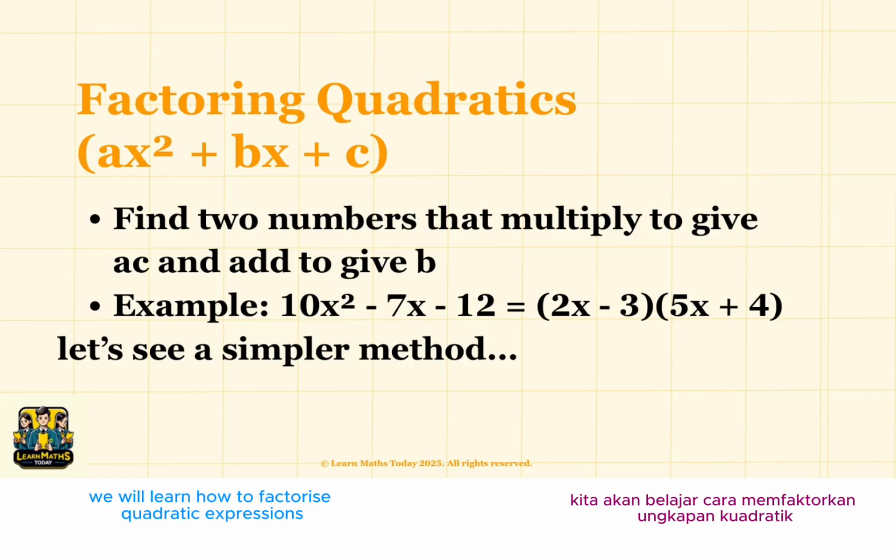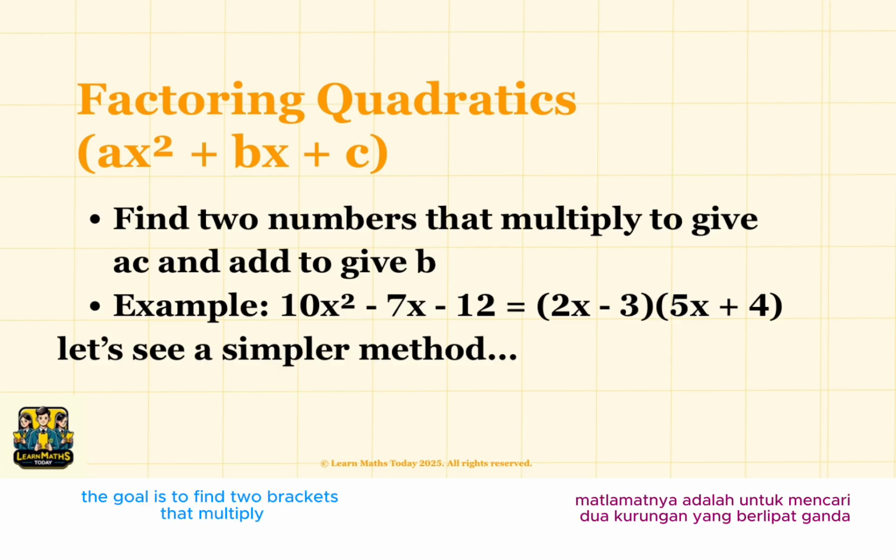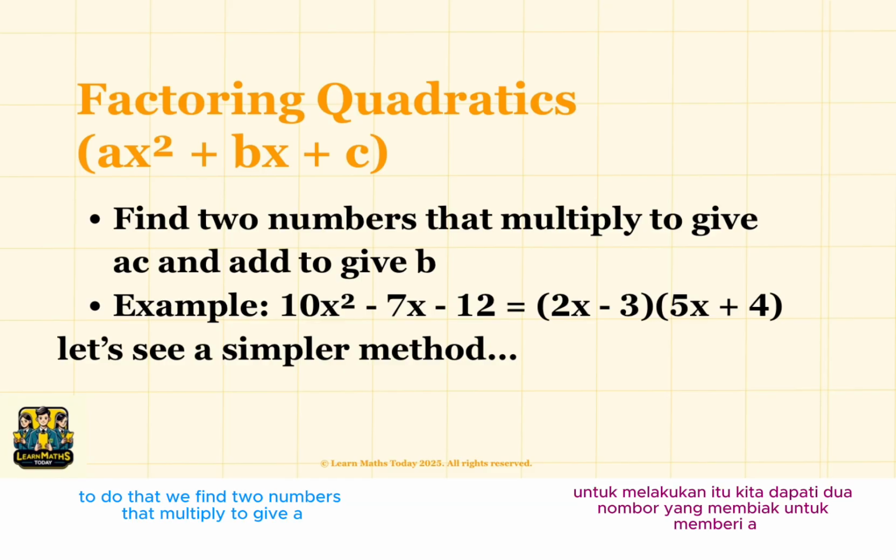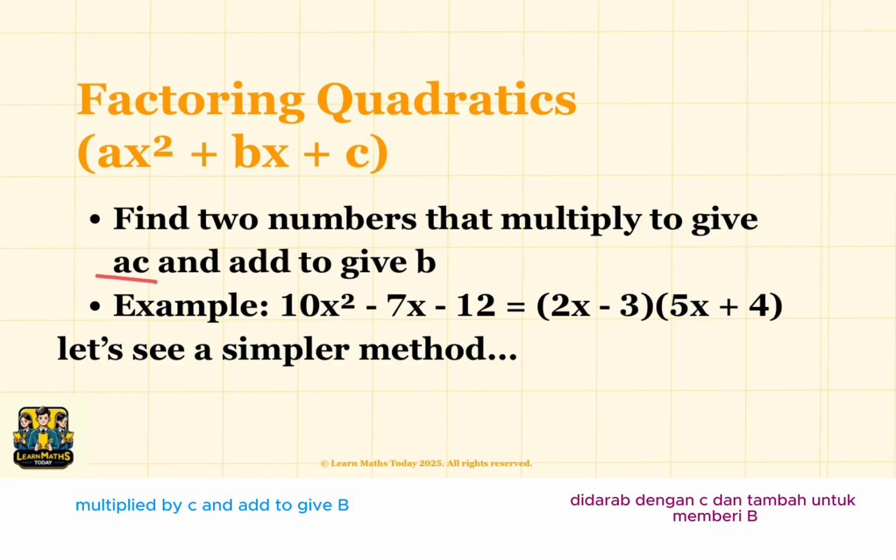Now, we will learn how to factorize quadratic expressions, those with the term ax squared plus bx plus c. The goal is to find two brackets that multiply back to the original quadratic expression. To do that, we find two numbers that multiply to give a multiplied by c and add to give b.